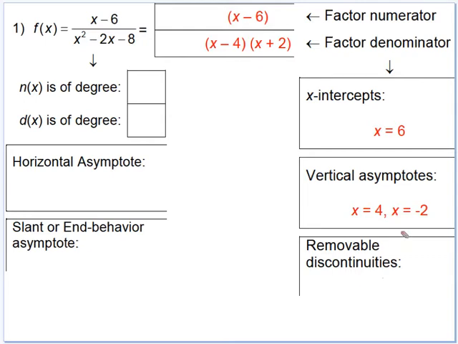In this case, notice we have 3 different numbers, so we're good. We don't have any removable discontinuity. So there's none of that.